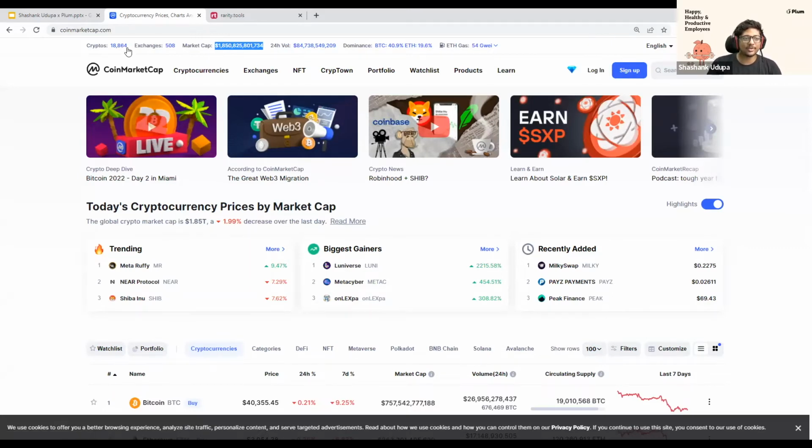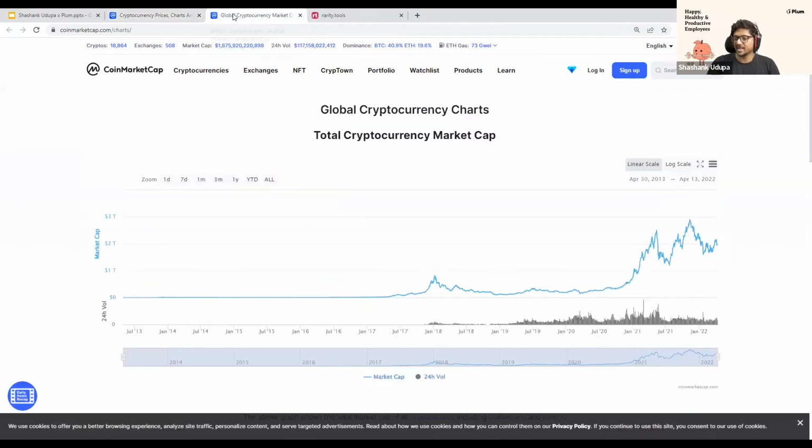And the total number of cryptos in existence is 18,864. And if you look at the 24-hour volume, it is approximately $80 billion right now. In 24 hours, $80 billion of volume has been traded. Now, look at this. The dominance means who is dominating the entire cryptocurrency market. Bitcoin has a dominance of 40.9% and Ethereum has a dominance of about 20%. So out of the entire global cryptocurrency market cap, 40% of the money is currently in Bitcoin, and 19.6% is with Ethereum. So almost 60% has been taken by the top two and the remaining goes lower.